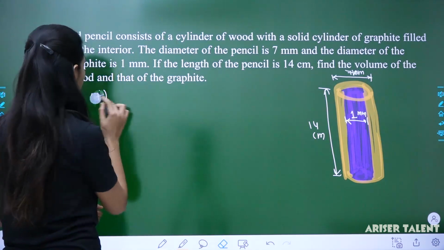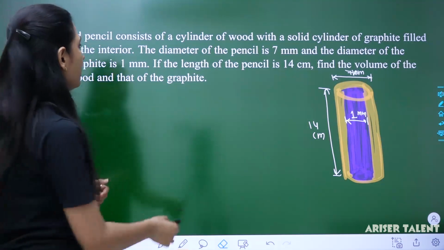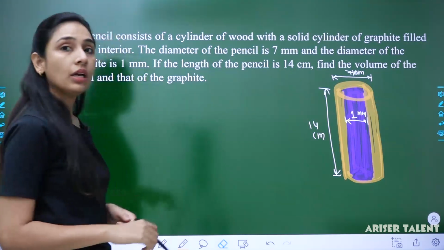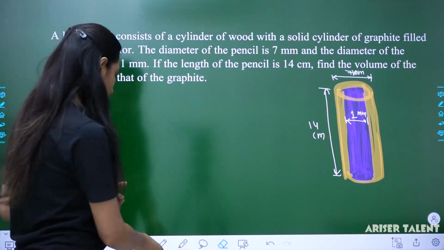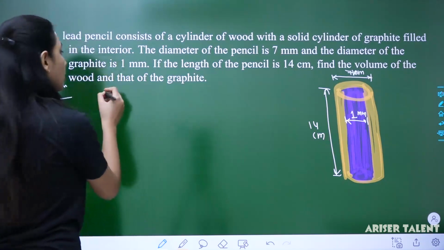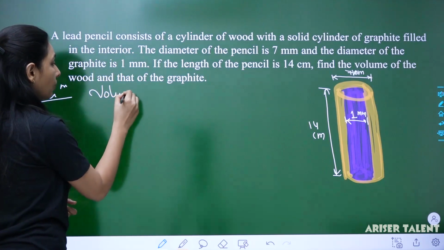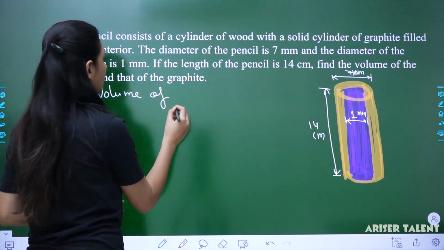We'll be doing it step by step. First, we are going to find out the volume of graphite, student. Why? I'll let you know. First, volume of graphite.